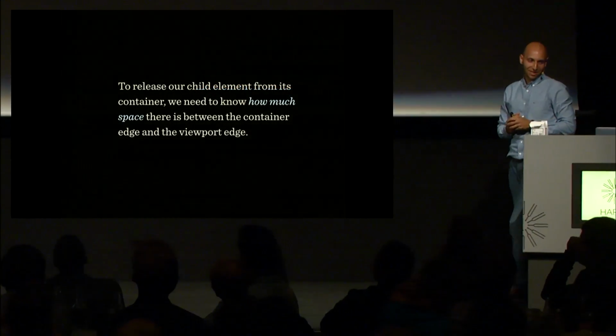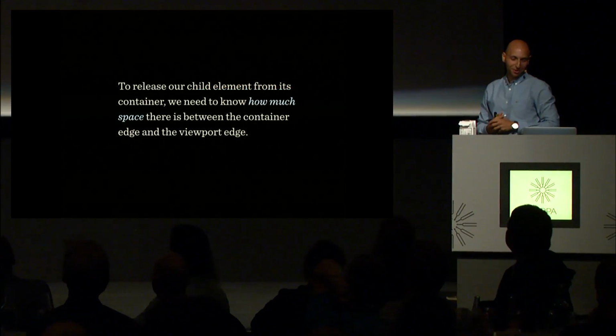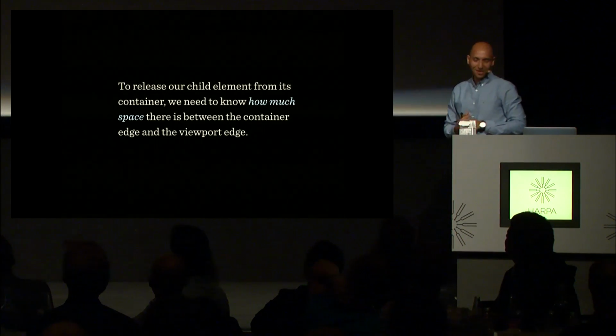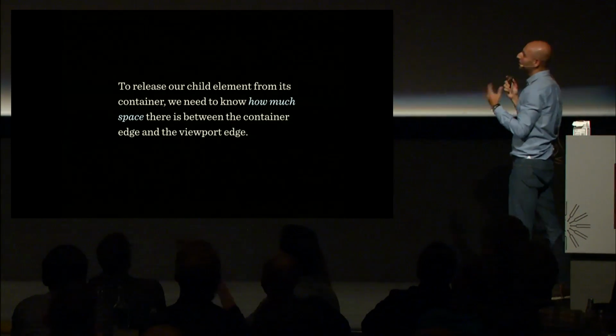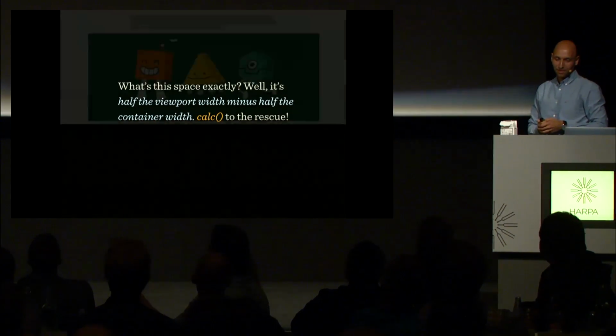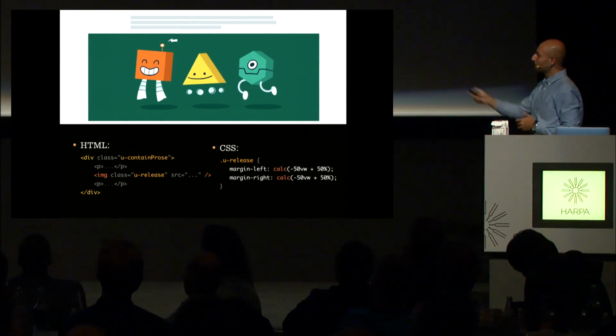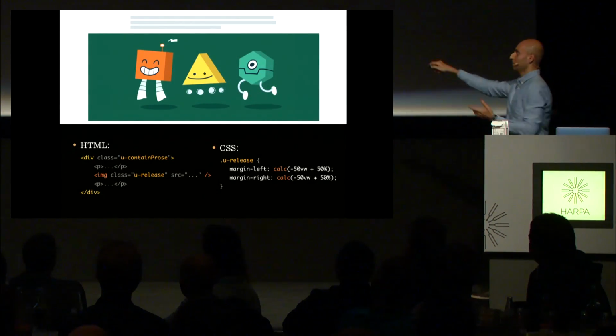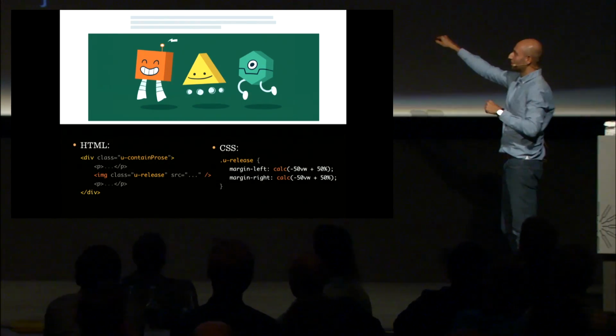To release our child element from its container, I'm very proud of the phrasing, we need to know how much space there is between the container and the viewport edge, right? And we can calculate it just by using calc again, right? How again does it work? Well, we can just use negative vw. I mean, here we've got two margins, right?